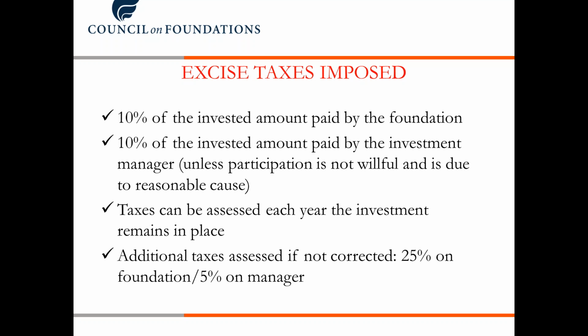Here's a note on the penalties that we're talking about under 4944. 10% of the invested amount is paid by the foundation. So say you're making an investment of $100,000, 10% would be the penalty, and that is paid by the foundation. But then an additional 10% of the invested amount is paid by the investment manager, unless the investment manager's participation is not willful and is due to reasonable cause. So your outside investment manager could even have some liability here if he's participating in this kind of thing. The taxes can be assessed year after year as long as the investment is still in place. And there are additional taxes, as with so many of these revenue sections. Additional taxes are assessed if you don't correct the problem timely.